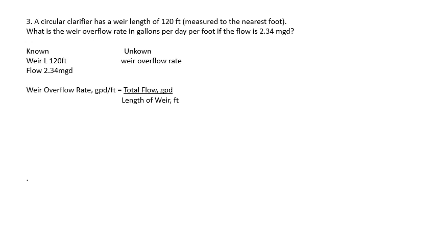Again, it's total flow gallons per day. We need to convert 2.34 million gallons a day to gallons per day. It's 2.34 MGD times 1 million over 1M. Cancel out the million gallons and just make it gallons per day. You get 2,340,000 gallons per day. Plug our information into the formula because we have it all. So 2,340,000 gallons per day divided by 120 feet gives you a weir overflow rate of 19,500 gallons per day per foot.